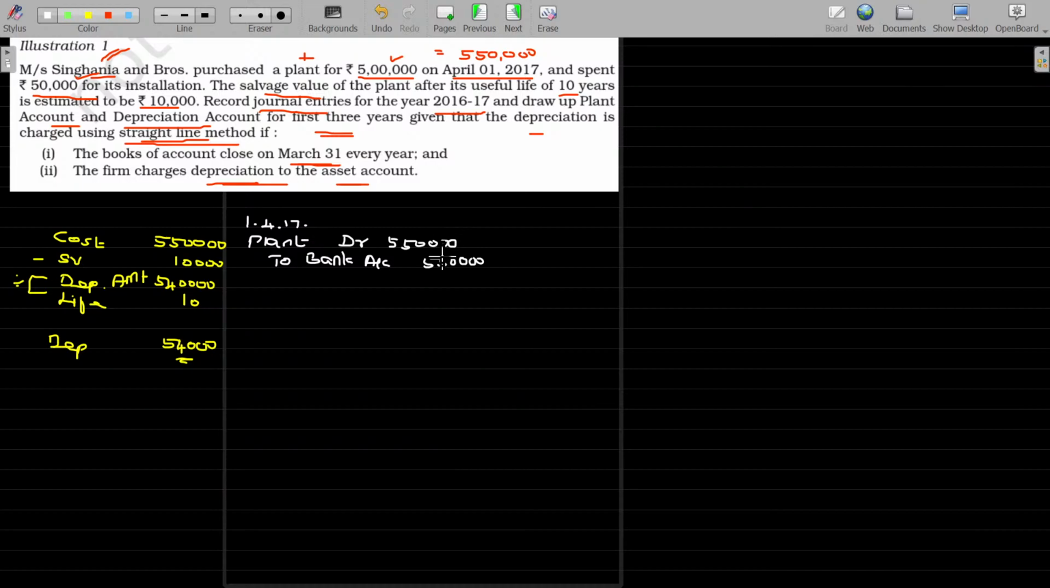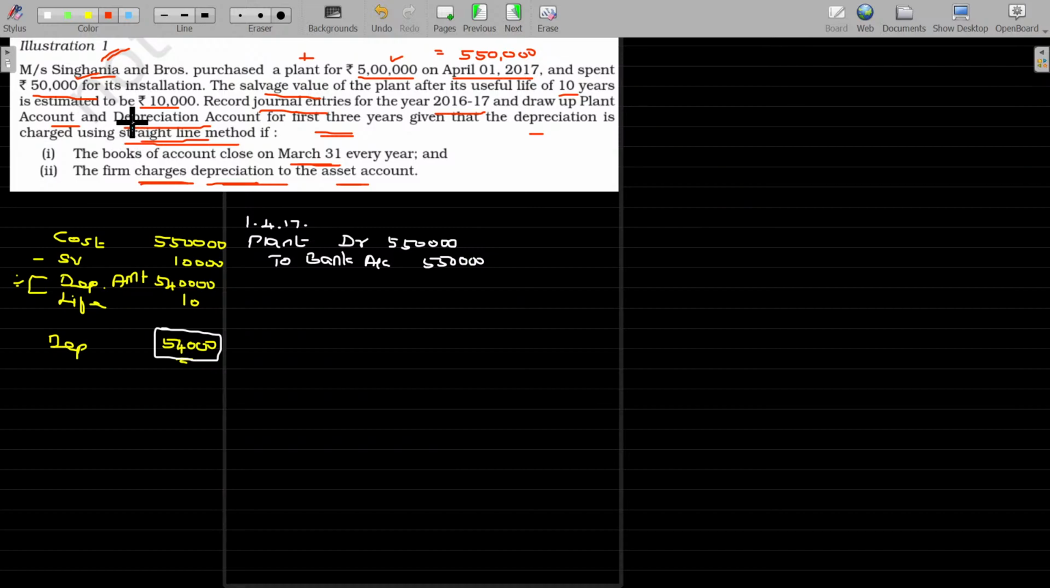By the first year end, we have to depreciate this. The amount of depreciation by the end of first year being 54,000. That 54,000 is going to be adjusted in the asset account. See that the firm charges the depreciation to the asset account. Whatever the depreciation you calculate, that amount will be adjusted in the asset account, or this will reduce the asset's value. The other way is that depreciation will be accumulated in the provision for depreciation account.